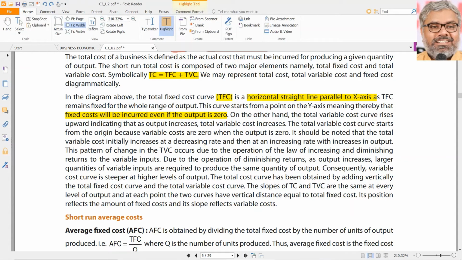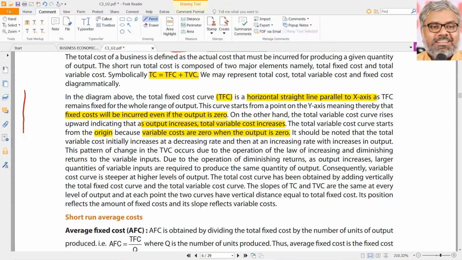In the same way, if you look at the total variable cost curve, it rises upward naturally. Why is that? Because as the output increases, the total variable cost also increases. Both are in direct relationship with each other. And once again, as we already observed, the total variable cost curve starts from the origin. Why is that? Because variable costs are 0 when there is no output. That is why the total variable cost curve starts from the origin. So when we look at this type of curve, we have to understand we are talking about total variable cost starting from the origin.